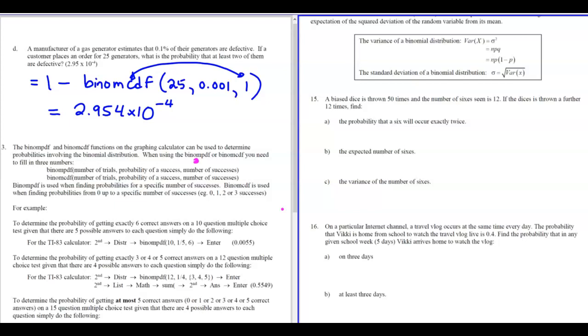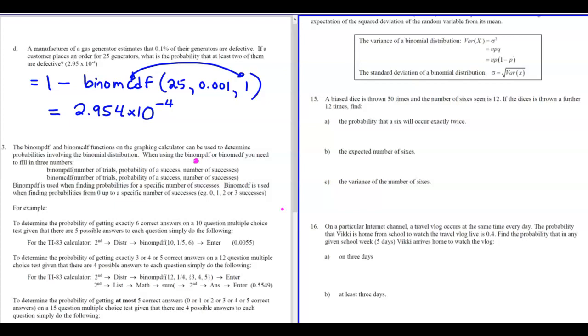So, question 15, a biased dice. That means maybe it's weighted. It's not just an equal chance of getting a 1, a 2, a 3, a 4, a 5, a 6. So if you have a biased dice and it's thrown 50 times, and the number of sixes that you get is 12, if the dice is thrown a further 12 times, find the probability that a 6 will occur exactly twice. So that's a binomial distribution.